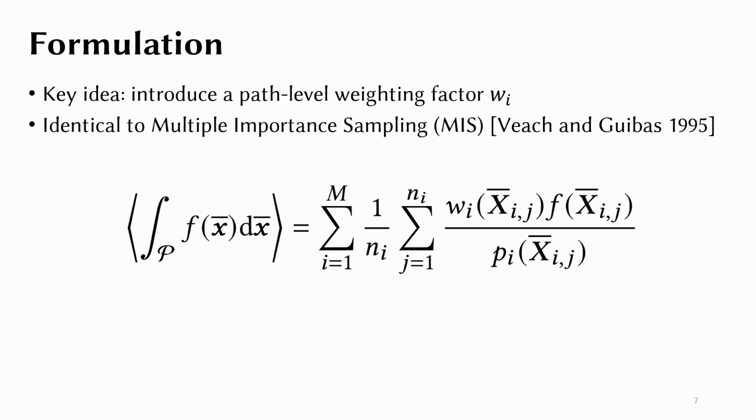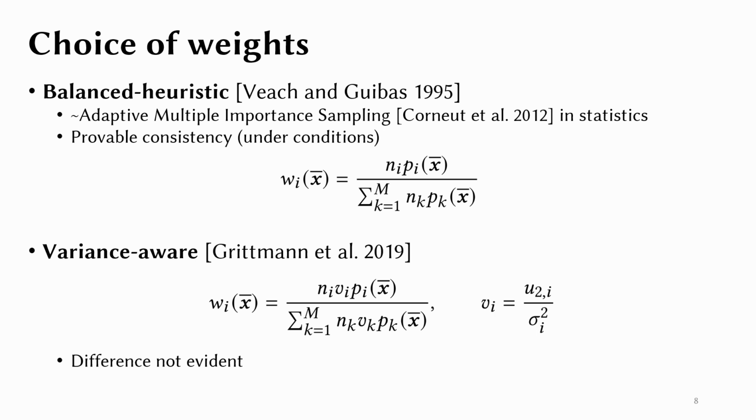So just like traditional MIS, we also have to choose the weights. We found the balance heuristic introduced by Veach decades ago has provable consistency under some conditions. This was comprehensively discussed as adaptive multiple importance sampling in the statistics literature. Here the word adaptive refers to adaptive importance sampling, which means the sampling distribution is changing according to the samples. This corresponds to the spirit of path guiding.